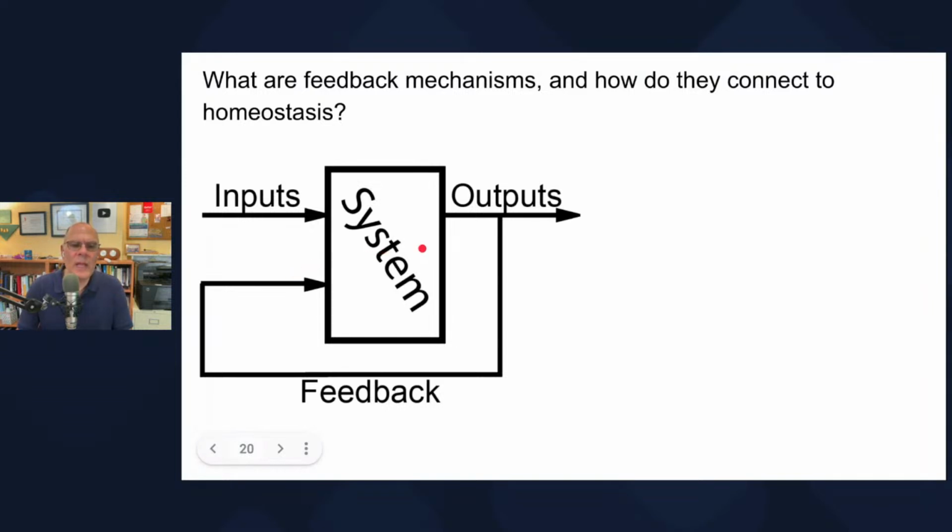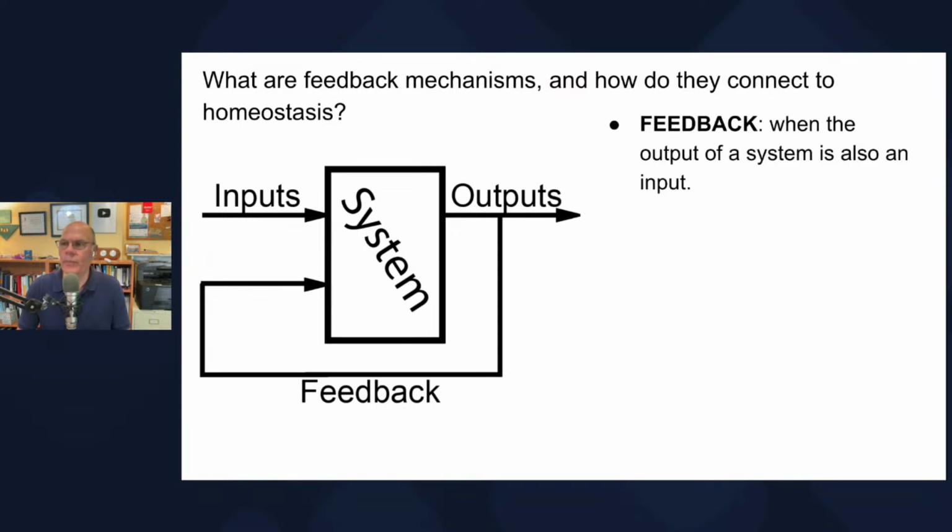Okay, let's talk about mechanisms. Let's talk about feedback mechanisms and how they connect to homeostasis. Here's an example of feedback. It's when the output of a system is also the input. So here's a system. That system could be your excretory system. It could be your entire body. Inputs are what comes in. Let's say, for example, that is food and water.